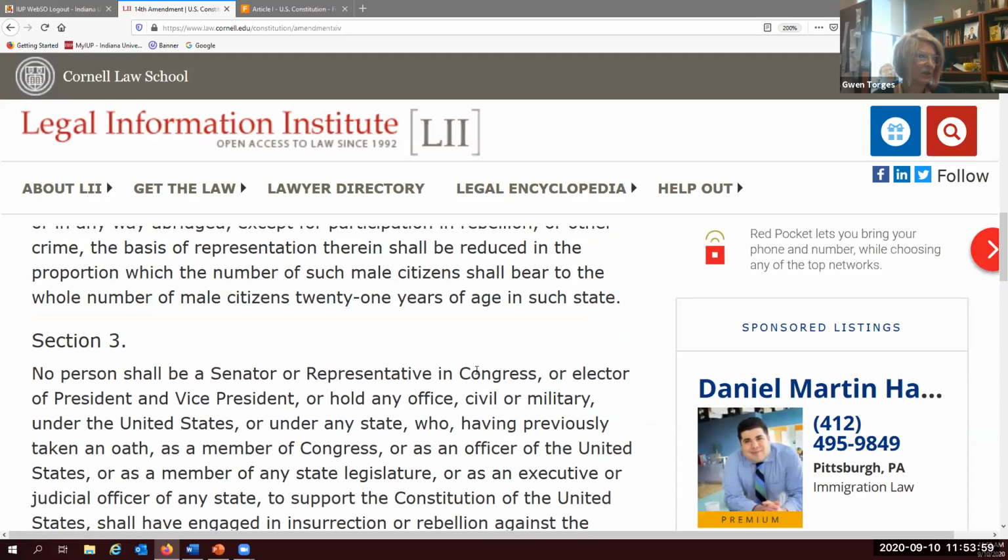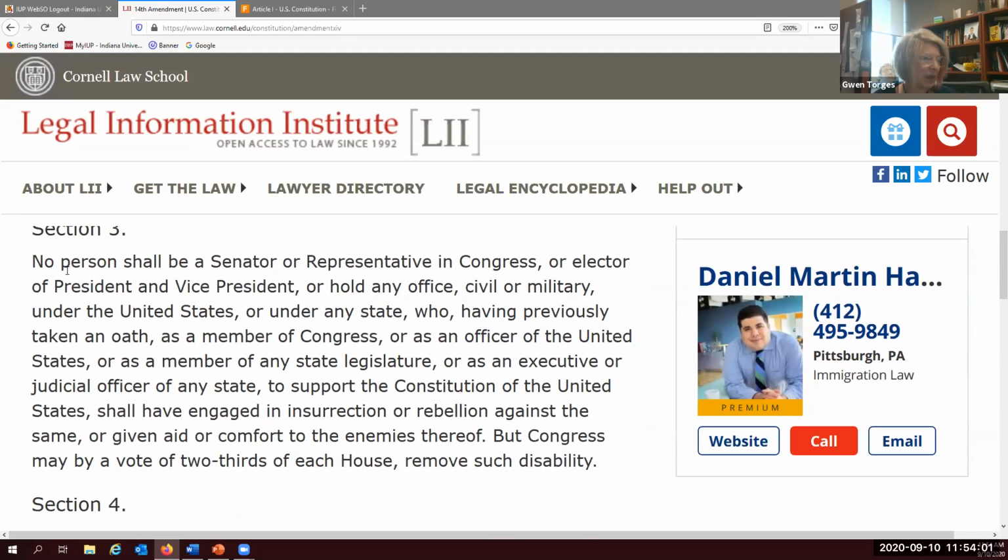Okay, so Section 3. No person shall be a senator or representative of Congress or elector, president or vice president, or hold any office under the U.S. or under a state, having previously taken an oath as a member of Congress or as an officer of the U.S. or as a member of a state legislature, etc., to support the Constitution of the United States, shall have engaged in insurrection or rebellion against the same, or given aid or comfort to the enemies thereof.